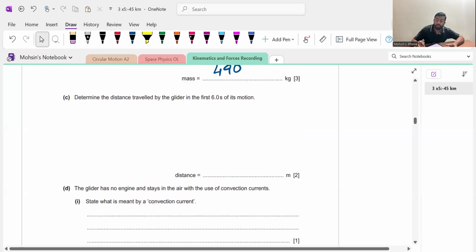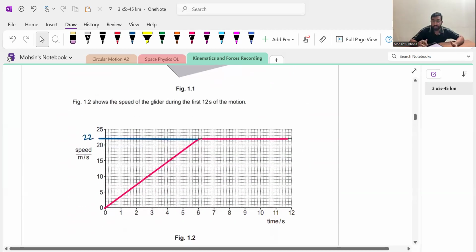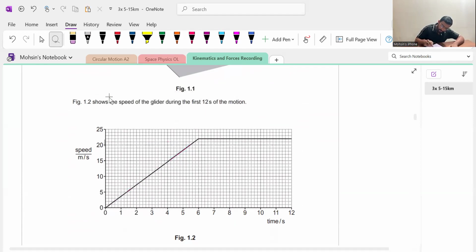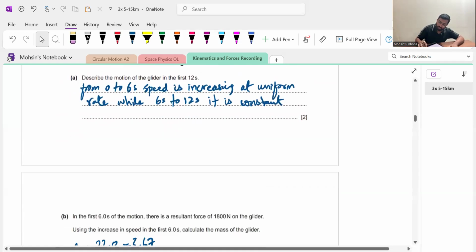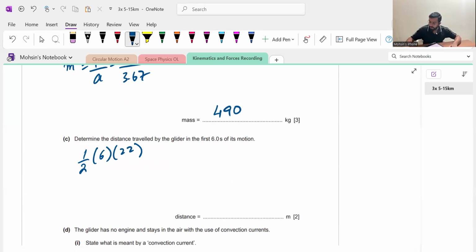Determine the distance traveled by the glider in the first 6 seconds. I've already mentioned that the area of a speed time graph gives us the distance. So it's a triangle here, so we have to find the area of the triangle. For this triangle, the height is 22 and the base is 6. So 1 over 2, 6 into 22. So 3 into 22, 66. 66 meter is the answer here.